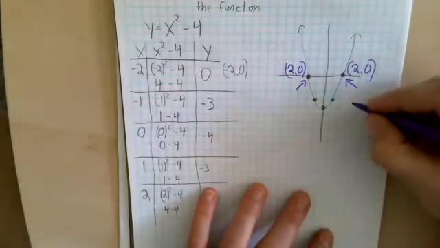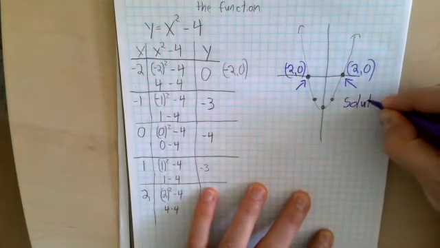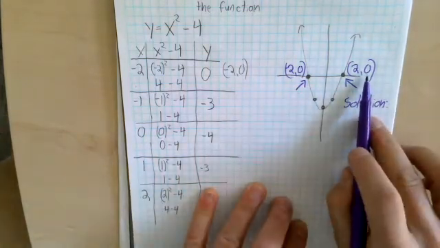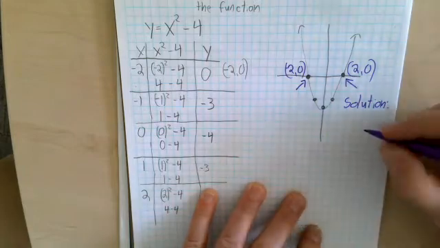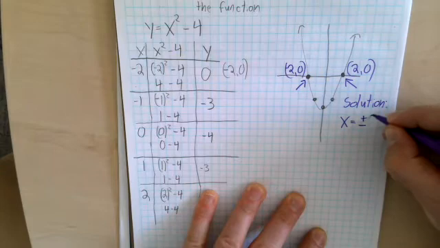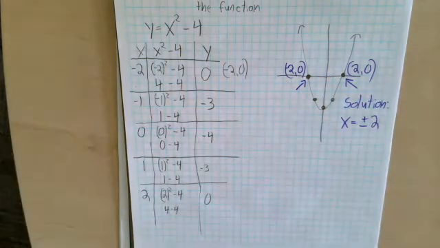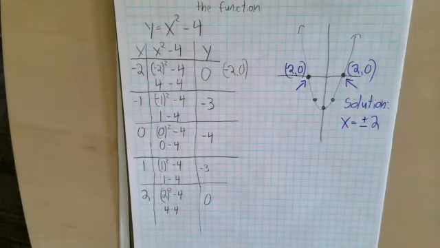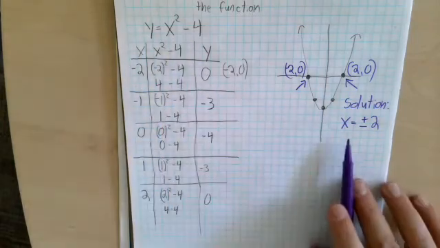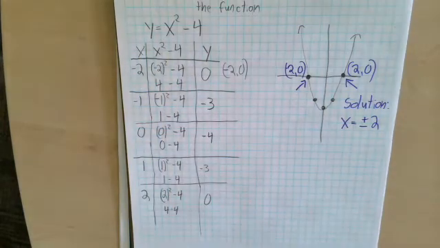So our solution is the 2. We're not worried about the Y terms. We're just worried about the X. So our solution is X equals positive and negative 2. That's our solution. That's the answer. When I say solve this equation, y equals x squared minus 4, what's the solution? The solution is positive and negative 2. Oh, that's what it was. Makes sense.